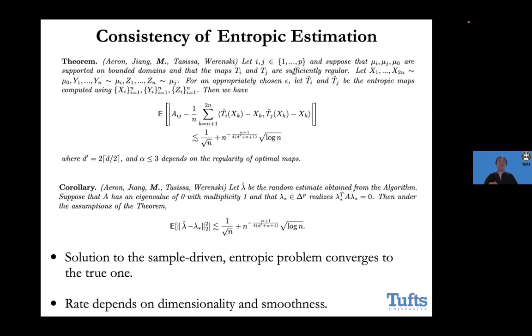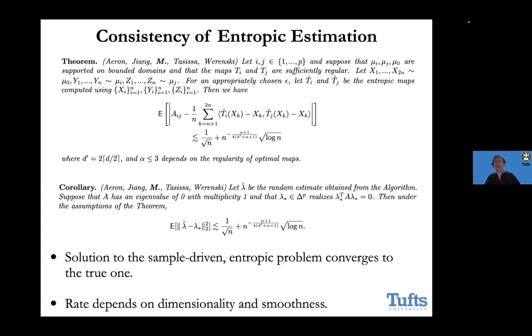So if I use my entropic sample-driven estimation for Aij, that is converging in expectation to the true value. And I'll just say a little bit about these bounds. The first term can essentially be ignored. It's not going to be the dominant one, it's the second term that dominates. What you should see here is it's n to the minus (alpha plus 1) over (4 times d prime plus alpha plus 1). Alpha is essentially a measure of smoothness of the transport maps in a precise sense. So it doesn't matter too much actually.